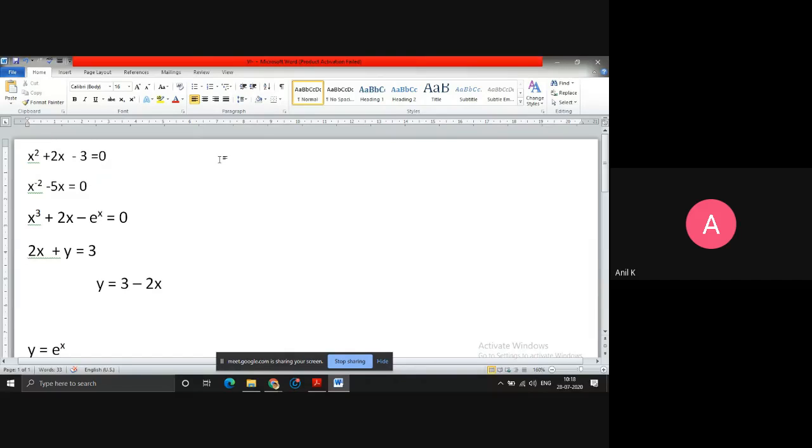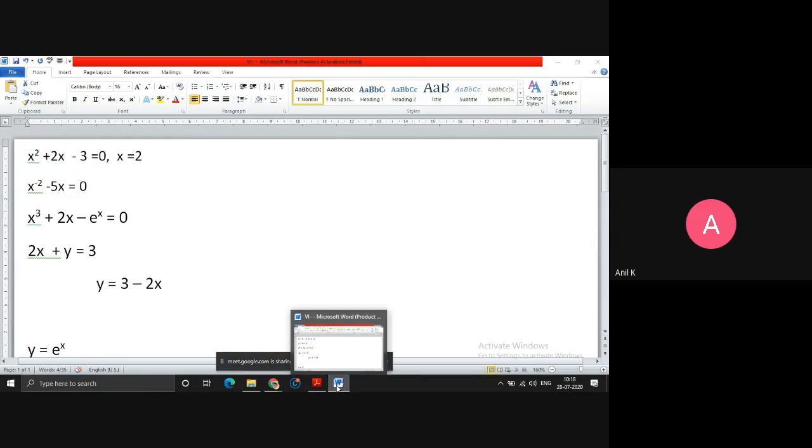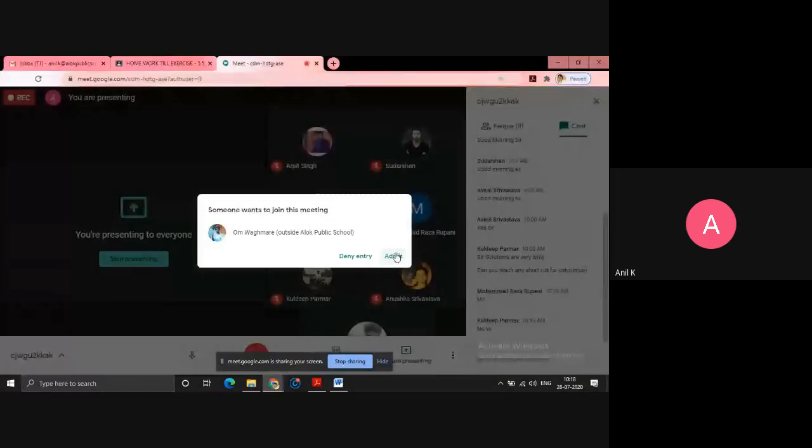If I am given that x equals 2 is a solution or not, then what we used to do is substitute x equals 2 in this equation. If it is satisfying, then you get that this is a solution. If it is not satisfying, it is not a solution.